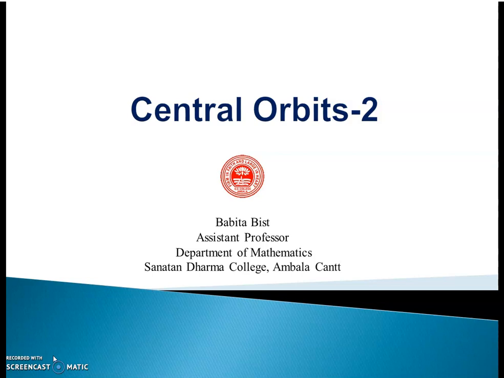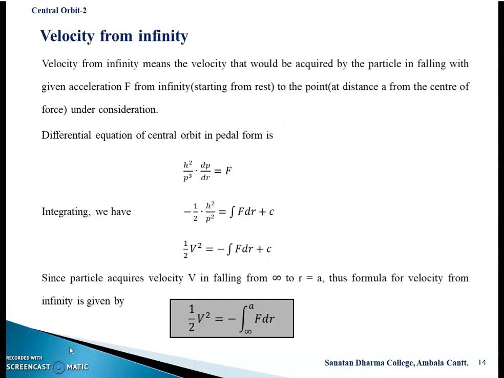Hello students, today we will discuss velocity from infinity and one problem. Velocity from infinity means the velocity that a particle would acquire if it were falling from infinity to a point where we are finding velocity. Let that point be with position vector r equal to a. Here the particle starts from infinity, and there its velocity should be 0, that is, starting from rest.